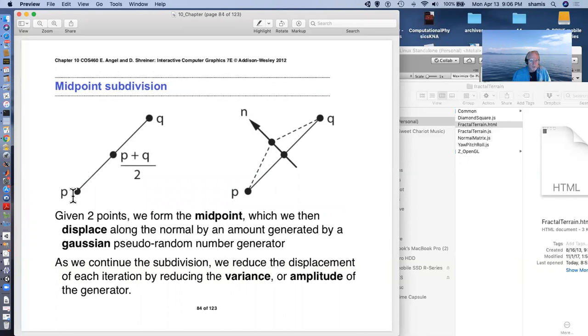Given 2 points, we can find the midpoint, p plus q over 2, and we can displace that point some distance perpendicular to it with an amount that's generated by some pseudo-random number generator, preferably a Gaussian random number generator. As you continue the subdivision, you take these 2 lines, subdivide them, and displace. Take these 2 lines, subdivide them, and displace. We can reduce the displacement of each iteration by reducing the variance of our random number generator, or the amplitude of the generator.